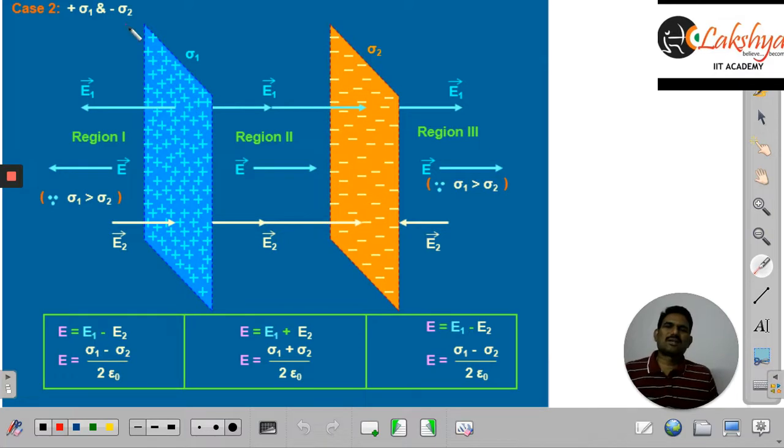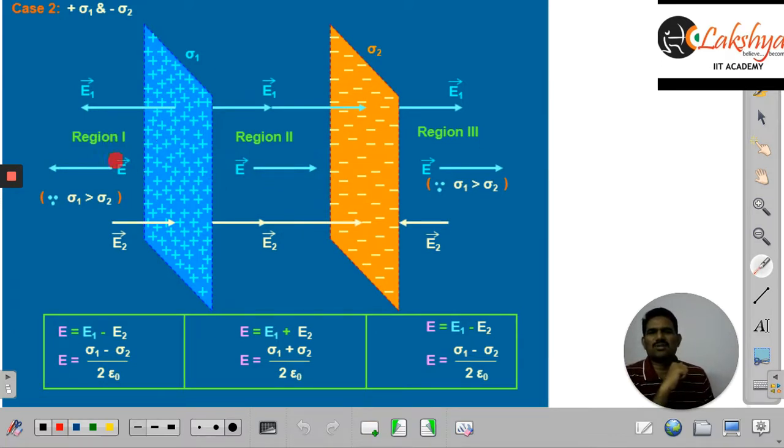Now let us take the case when both are oppositely charged. That means again we are placing two infinite planes parallel to each other, but they are oppositely charged. One has a positive charge density and the other has a negative charge density. Similar to before, you just need to identify the direction of the electric field due to each plane.